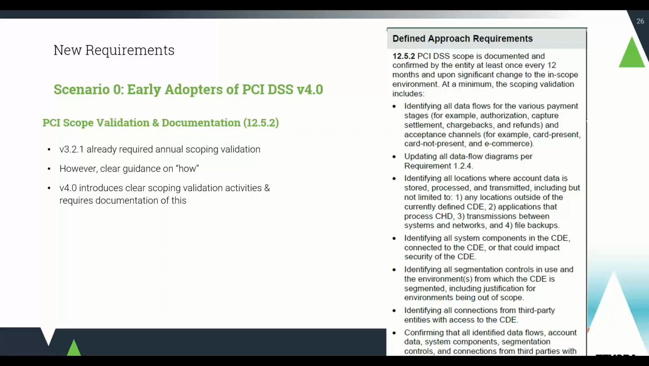Now 4.0 introduces clear scoping and validation activities and makes it a requirement for an organization to do and document at least every 12 months. This includes identifying data flows, updating data flow diagrams, identifying in-scope systems, and also identifying those tier 2, non-CDE, but in-scope or security-impacting systems, etc.